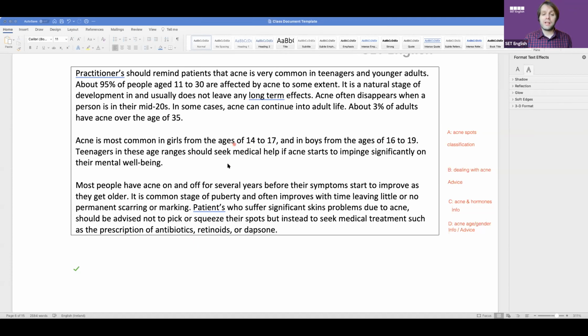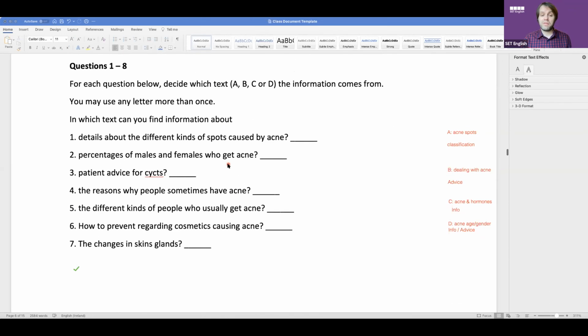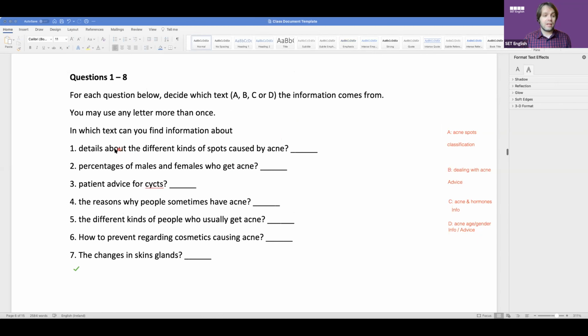Now, if we've done a good analysis, the first 7 should be fairly easy, I think. In which text can you find information about details about different kinds of spots caused by acne? A. Right, we had spots there. If you hadn't had spots, then you wouldn't have had that, but also classification helps you. Percentages of males and females who get acne?